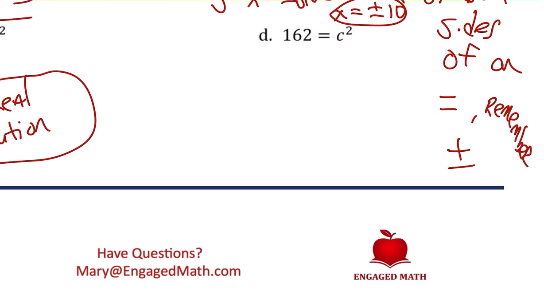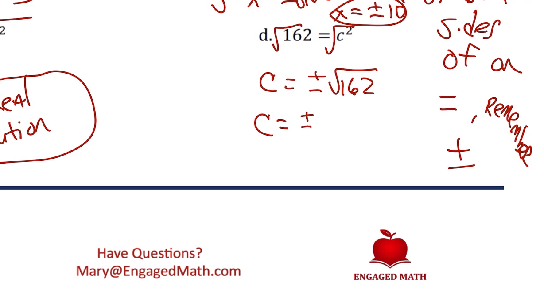Okay, D, c squared equals 162. So we're going to take the square root of both sides, and I'm going to write the c on the left. So c equals plus or minus, meaning it could be a positive square root of 162 or a negative. But remember, we want to simplify our answers. So we're going to say plus or minus, and the square root of 162 can be written as the square root of 81 and the square root of 2.